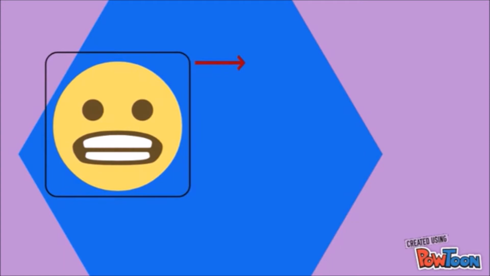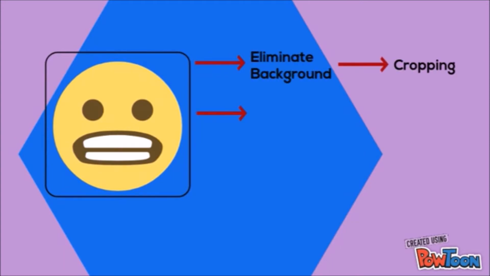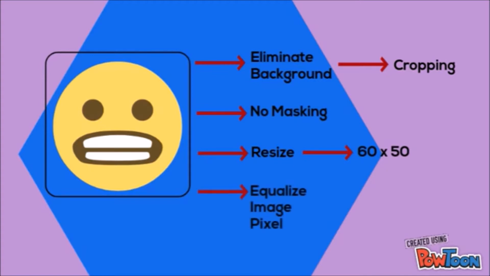Those 3 researchers eliminated the background of the images as much as possible through cropping. All their experiments did not carry out masking. Then, the images were resized to 60 by 50 using the imresize function with bilinear interpolation. They histogram equalized the image pixel values using the standard histeq function. All image pixel values were standardized to a range of 0 to 255.